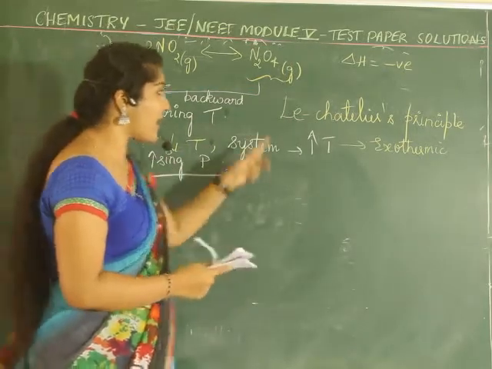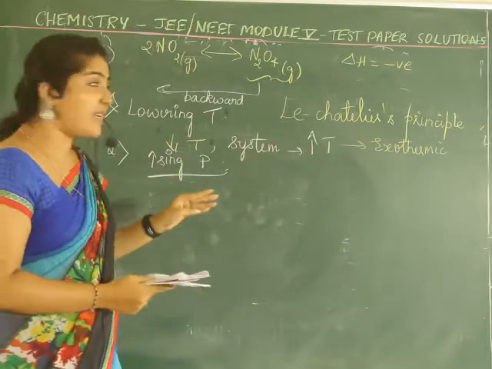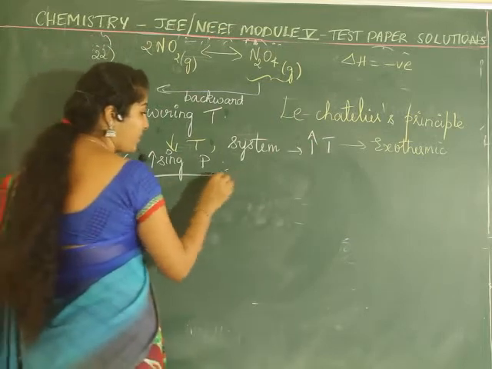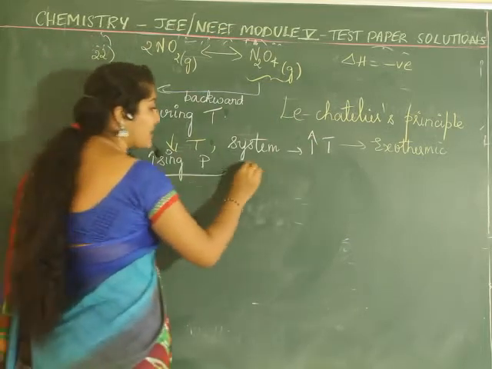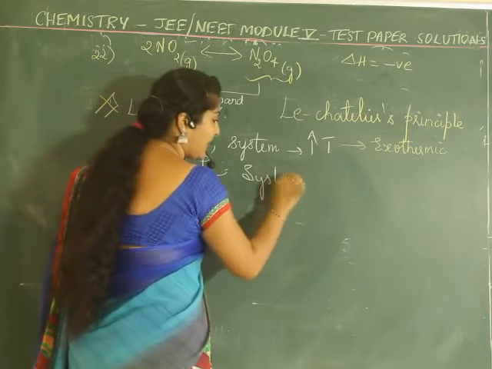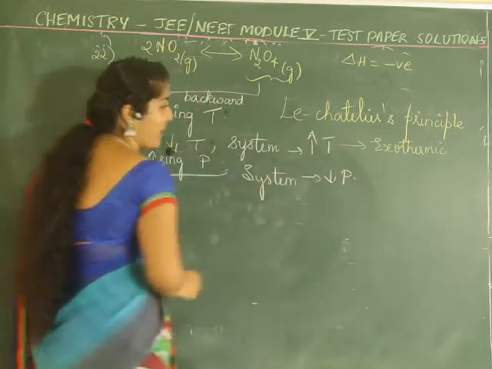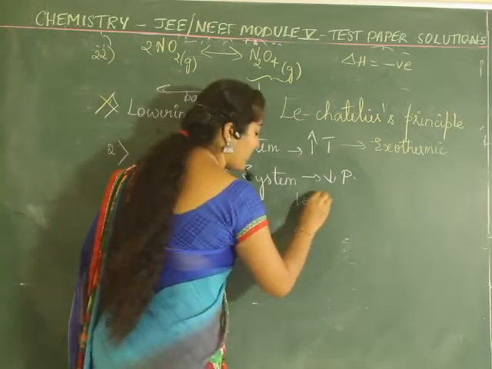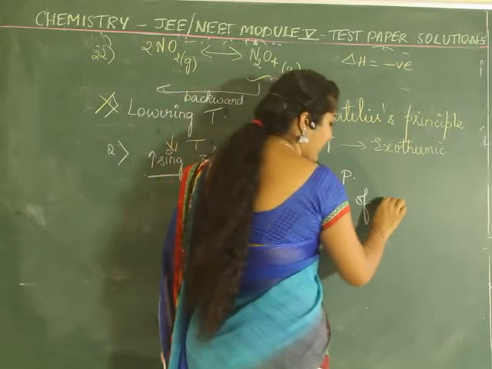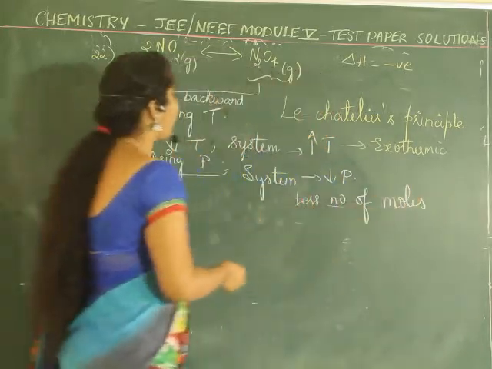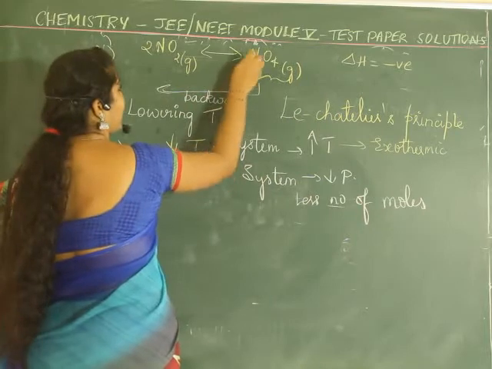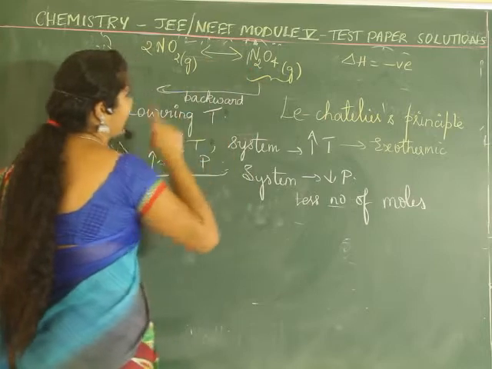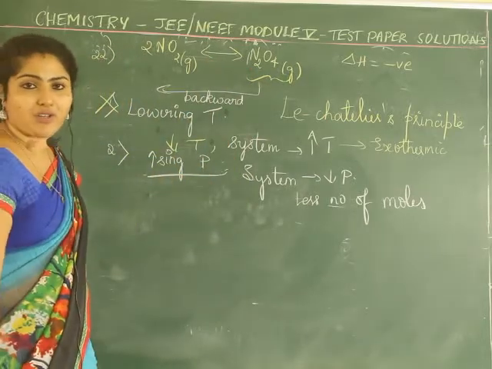Again, according to Le Chatelier's principle, if the pressure is increased, the system will try to decrease the pressure. How does it try to decrease the pressure? It will shift towards that direction where there is a smaller number of moles. In the equation you can see here 2 moles, here 1 mole, so here there is a smaller number of moles. So the equilibrium tries to shift in that direction. So again, only the forward reaction is favored.